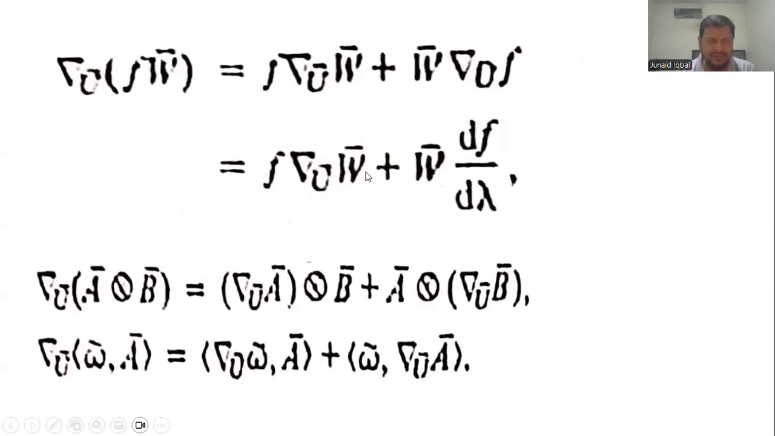Okay, similarly, if we compute the covariant derivative of the tensor product of two tensors, namely A and B, the left hand side represents the covariant derivative of tensor A tensor product tensor B with respect to U. It will be equal to the covariant derivative of A with respect to U, tensor product tensor B, plus tensor A as it is, tensor product the covariant derivative of B with respect to U.